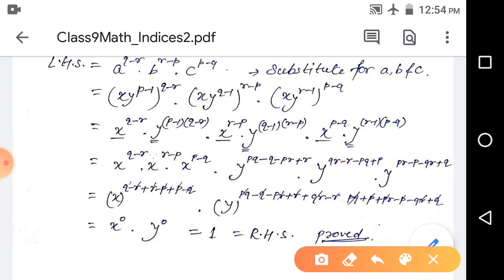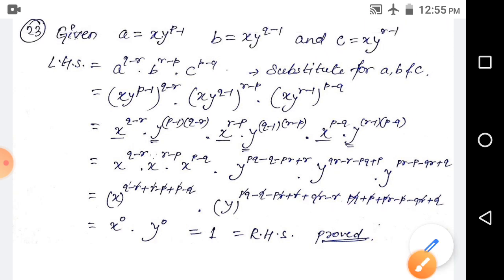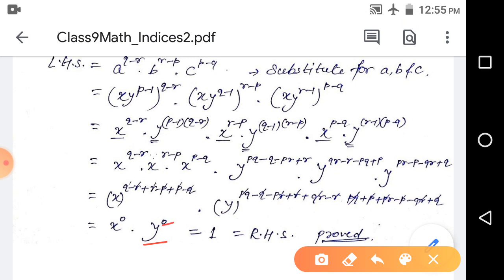See, those are multiplied, no? So that's why the exponents are added for the same base y, and when those are added, all the exponents cancel one another, and what is left? It is y to the power 0 left here. So y to the power 0 means, you all know, x to the power 0 means 1, y to the power 0 means 1, and 1 into 1 is equal to 1, and this is the RHS part. So in this way it is proved.